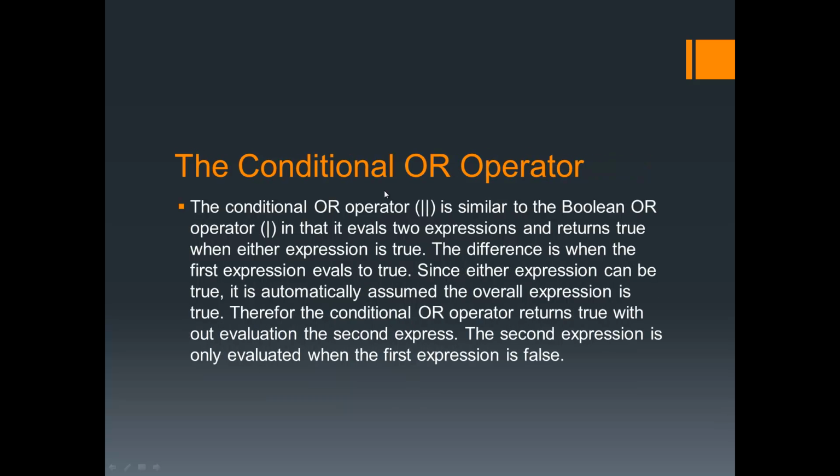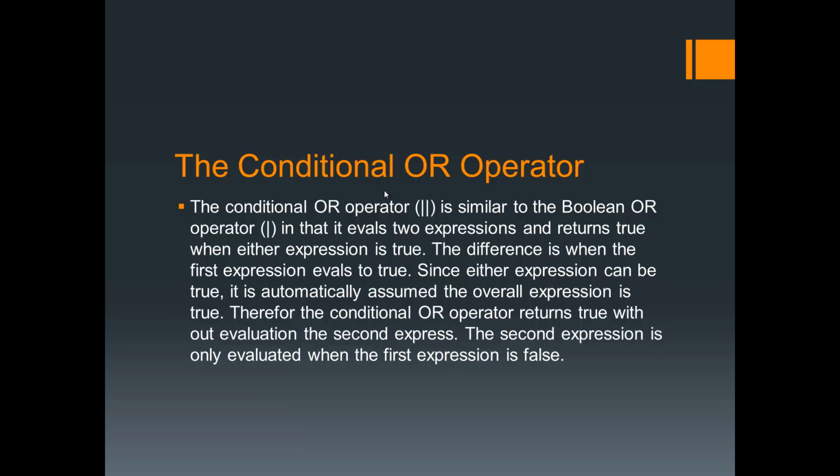Alright, next one is the conditional OR operator. This is the double pipe. It's very similar to the Boolean OR operator in that it evaluates two expressions and returns true when either expression is true. The difference is when the first expression evaluates to true, since either expression can be true, it automatically assumes the overall expression is going to be true.